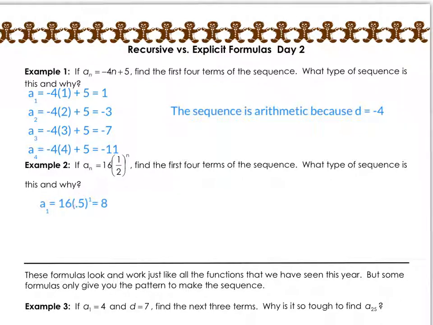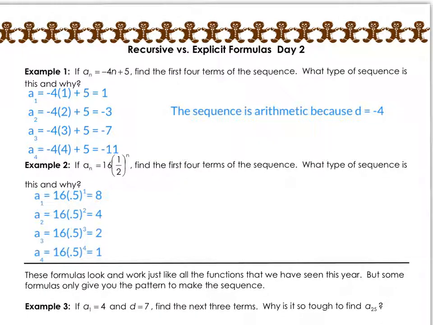I just replaced 1/2 with 0.5 just because it's easier to type on this, but you can write it as 1/2 to the first power, and I get the answer of 8. Now I'll do the same thing, only I'll put a 2 in place of n this time. And when I do that, I get 4, and you can again just put that all into your calculator. And then I'll do the same thing with 3, and I get the answer of 2. And then lastly with 4, and I get 1.